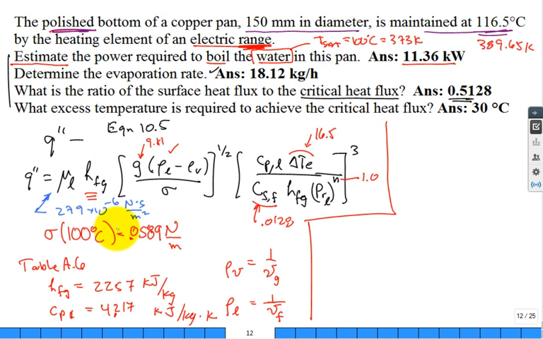All right, now what about the evaporation rate? Oh, I forgot one thing. If this is Q double prime, if you want Q, what do you have to multiply that by? The area. And they give you the diameter. So the area is pi d squared over 4. Okay. Now, what about the evaporation rate? Well, m dot evap is equal to the Q heat transfer rate times HFG.